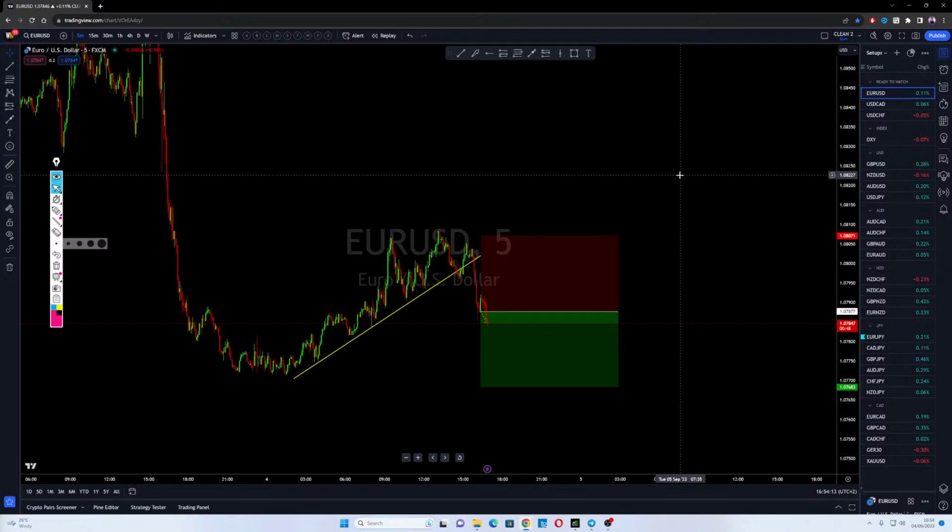This lower time frame, it's kinda interesting. I love trading on the lower time frame. It's kinda fast.